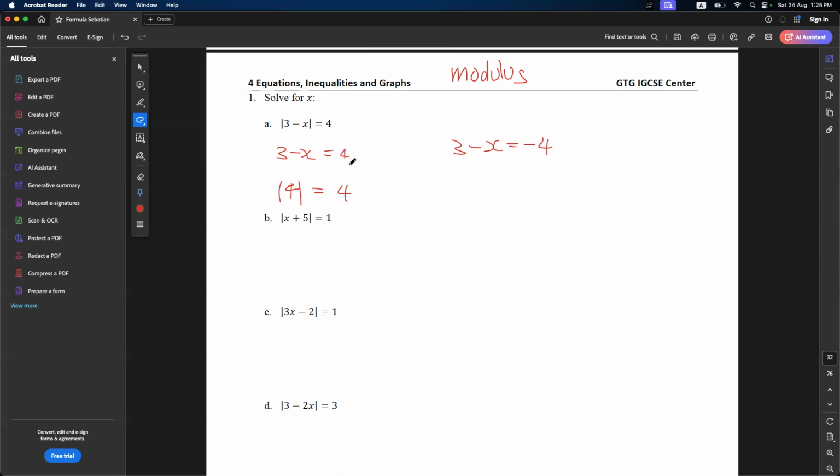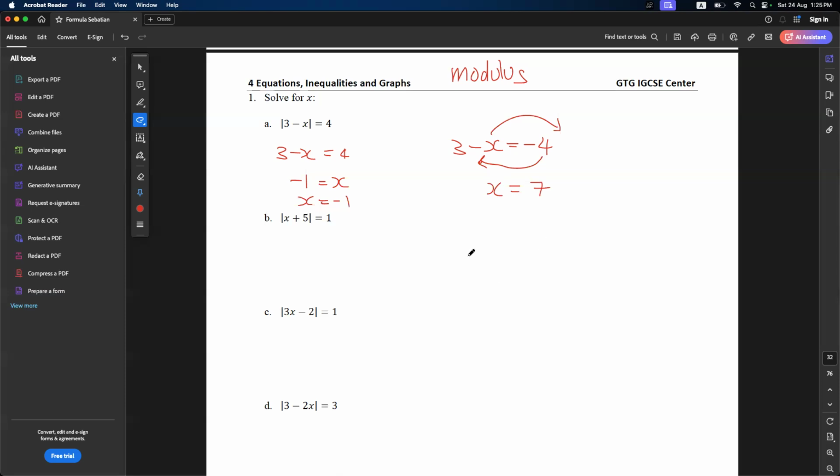So when I solve this question, I must find both possibilities of my x, when 4 is positive or when 4 is negative. To solve this, I just bring the x over to the right-hand side, and the 4 to the left-hand side. 3 minus 4 is equal to x. Negative 1 is equal to x, right? X equals negative 1. Same thing here: move this over to the right-hand side, move this to the left-hand side. 3 plus 4 is equal to x, and x is just equal to 7.